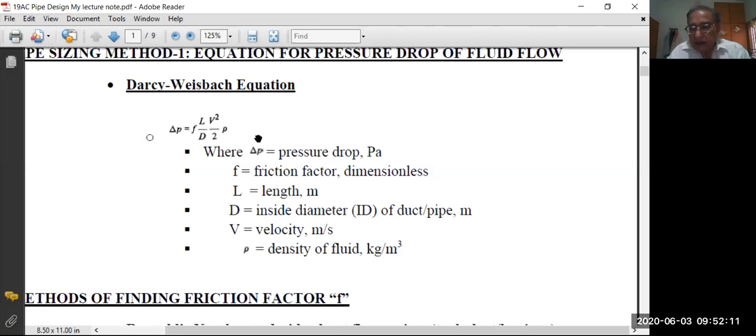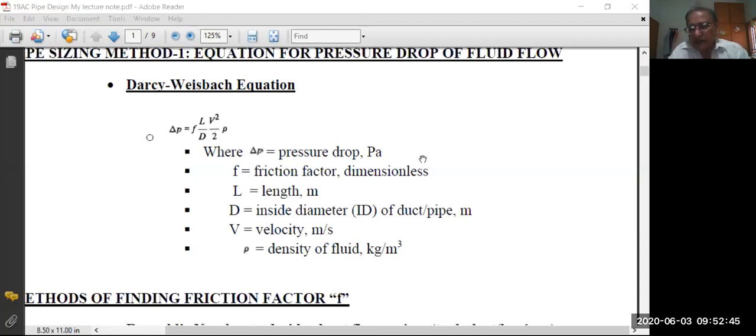So depending on Reynolds number, up to 2,300 it is laminar flow, from 3,000 to 10,000 it is transient flow, and if the Reynolds number is higher than 10,000, then it is called turbulent flow. So rough pipes have turbulent flow. Now here delta P is the pressure drop in this formula, F is the friction factor, L is the length of the pipe in meter, and remember length can be the straight portion of the pipe plus equivalent length of fittings.